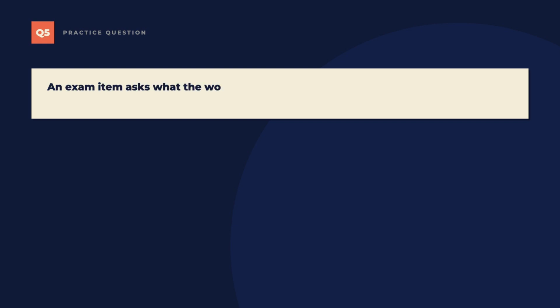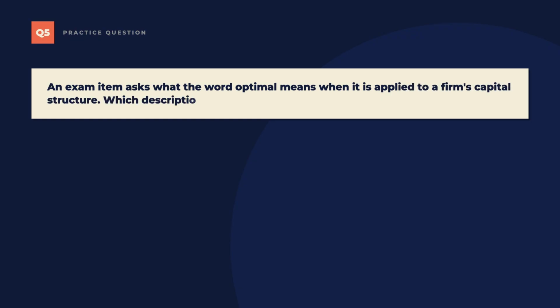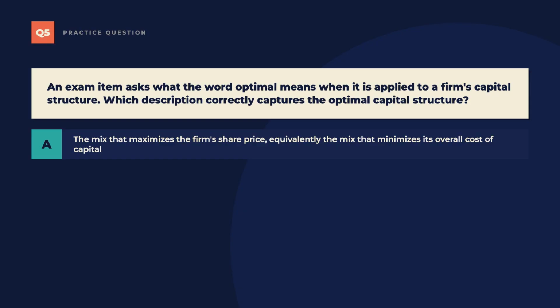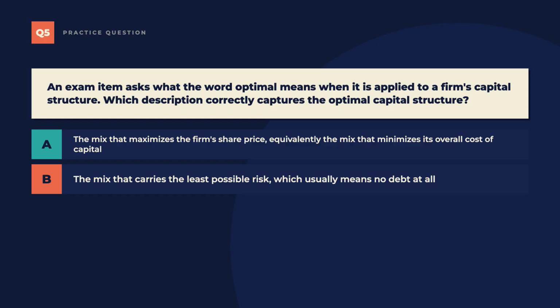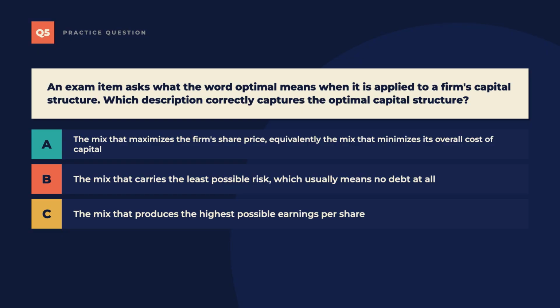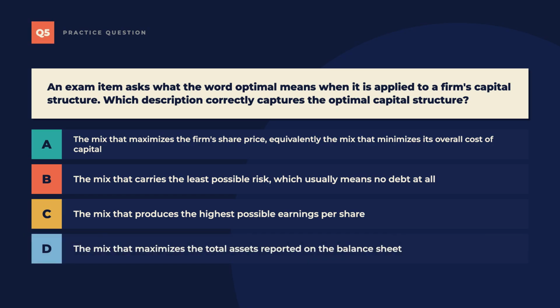Question 5. An exam item asks what the word optimal means when it is applied to a firm's capital structure. Which description correctly captures the optimal capital structure? Your options are A. The mix that maximizes the firm's share price, equivalently the mix that minimizes its overall cost of capital. B. The mix that carries the least possible risk, which usually means no debt at all. C. The mix that produces the highest possible earnings per share. D. The mix that maximizes the total assets reported on the balance sheet. Pick one. Trust your gut. Here's your chance to test yourself.